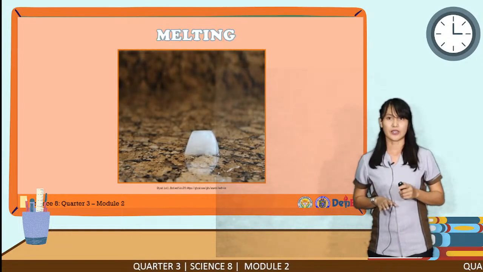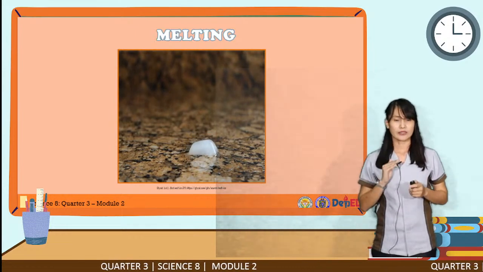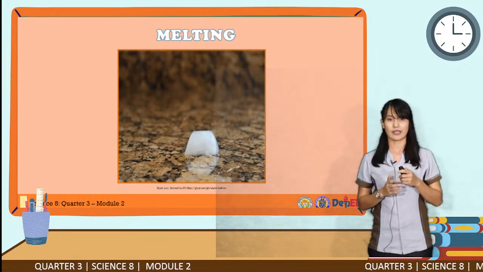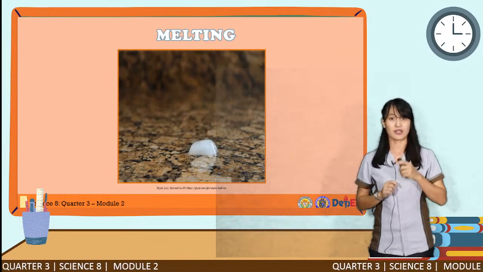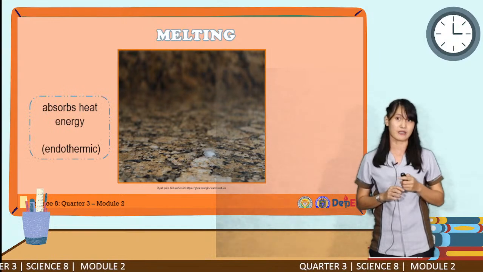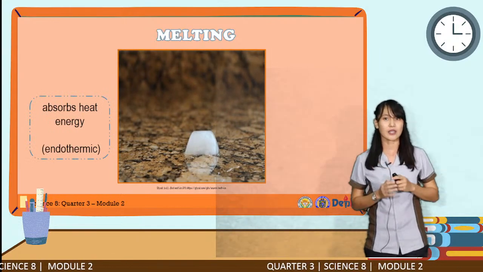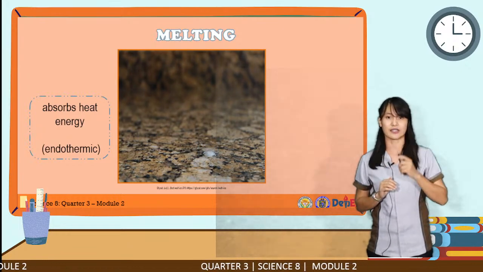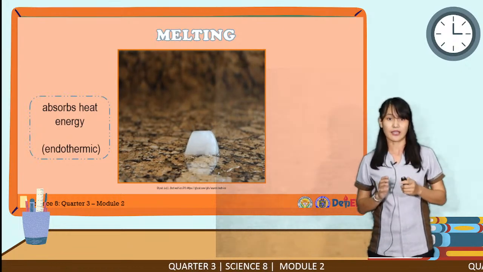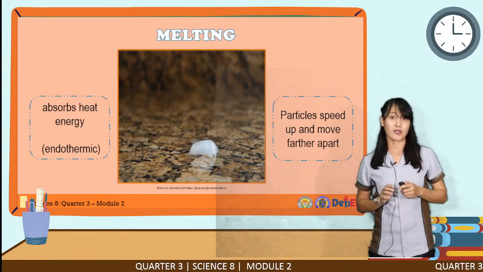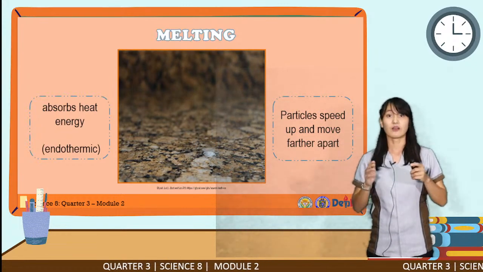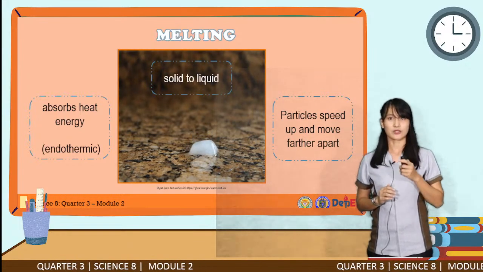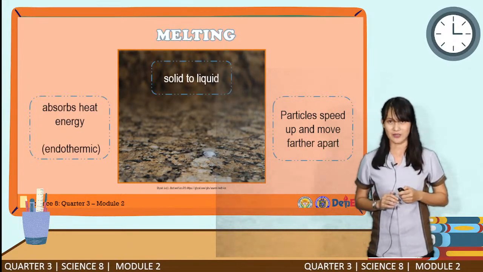Let's start with melting. When an ice cube is exposed to heat, it absorbs heat energy and melts. Thus, it is an endothermic process. During the melting process, the amount of energy present in the particles increases. As the particles gain energy, they break apart, speed up, and move farther apart. Melting is the change of matter from solid state to a liquid state.